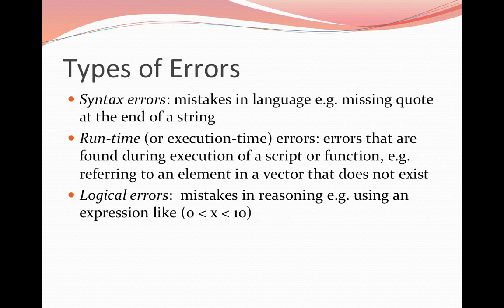A runtime or execution time error is something that you can find when you're executing the script or the function, but you can't know ahead of time that it's going to be an error. For example, referring to an element of a vector that doesn't exist. Now, you could extend a vector, that's okay, but if you tried to refer to an element of a vector to print it, for example, and it doesn't exist, then you would get a runtime error.